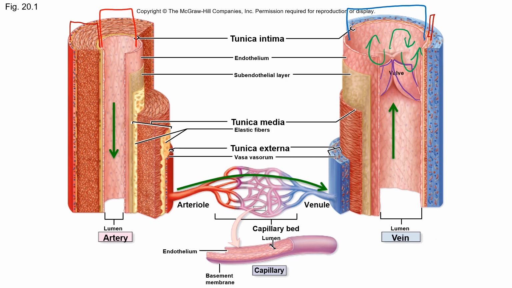Okay. And finally, let's take a quick look at the capillary here. The capillary has only an endothelium and a basement membrane. So it is basically the tunica intima, and that's it. And that is to allow rapid exchange of oxygen and nutrients across the wall of the capillary to the organ that it's supplying.